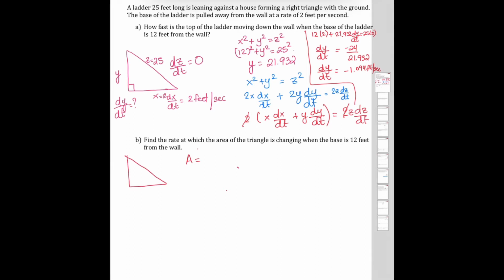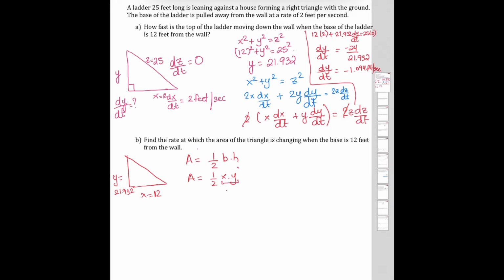First of all, I'm going to sketch my triangle again. So the area is changing when the base, which is my x, or I can say b, this is 12. I already know my db dt. If I was to talk in terms of base and height, it's 1/2 base times height. I'm going to write it in terms of x and y, so that way it's easier. My base was x, so x is equal to what? 12, right? And my y is what? We found that to be 21.932.